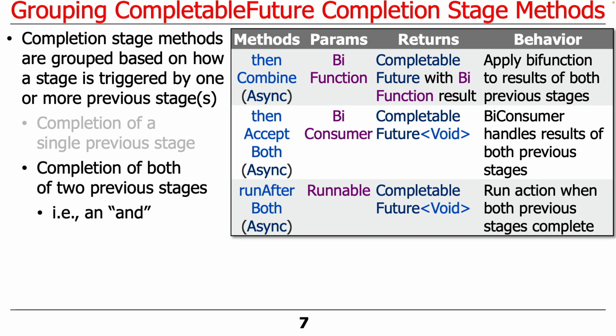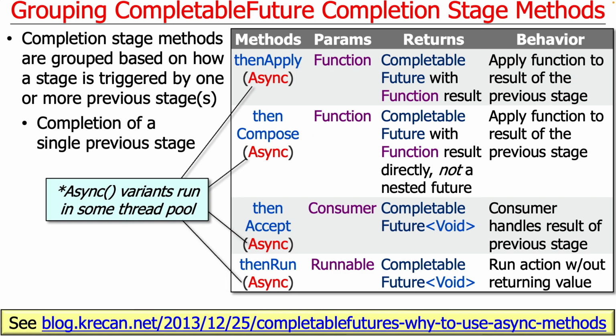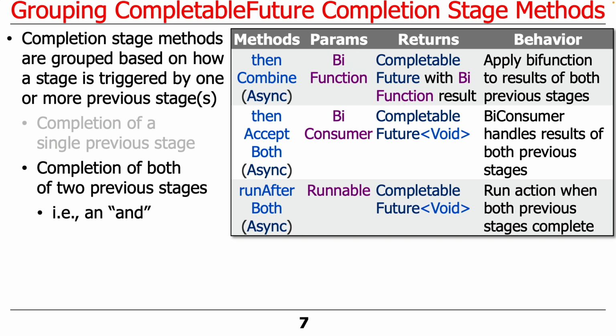Then thenAcceptBoth takes a BiConsumer, so it's a bit like the method we saw over here, thenAccept, except it will be called when 2 things complete. So it takes a BiConsumer and it returns a CompletableFuture of Void. And it handles the results of both previous stages but doesn't return a value.